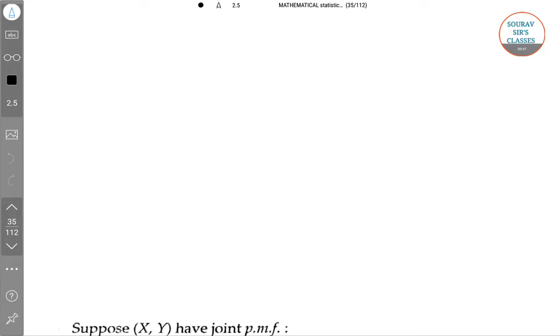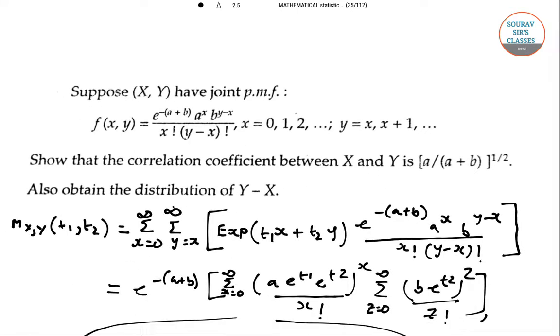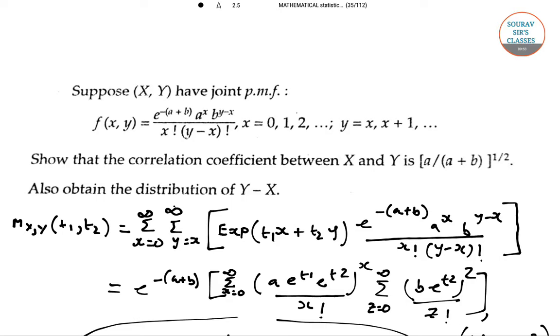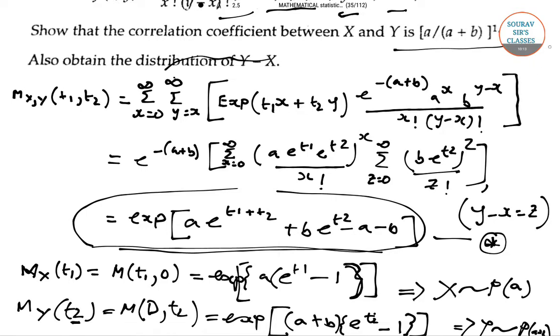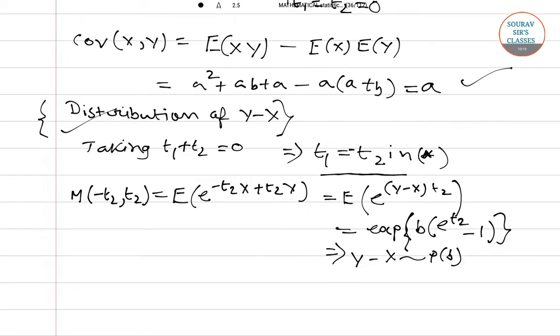So we'll just have a look at what we did so far. First I'll read the question again. It is given suppose x and y have joint PMF given by this, where x is equal to 0, 1, 2 and y is equal to x, x plus 1. Now show that the correlation coefficient between x and y is this, and also obtain the distribution of y minus x. So how did we do it? First we have shown the correlation coefficient between x and y. So this was the correlation coefficient. We have done it this way, and then we have written the distribution of y minus x, which we have found to be this.